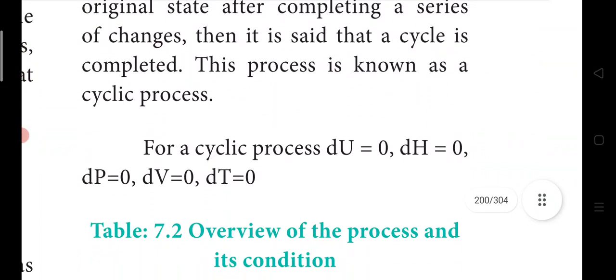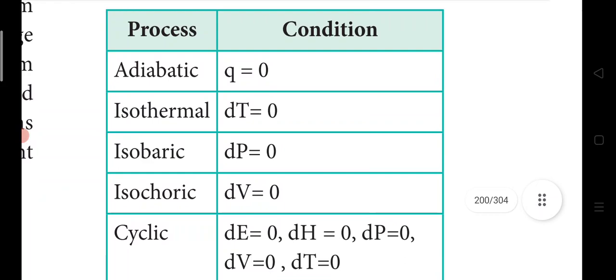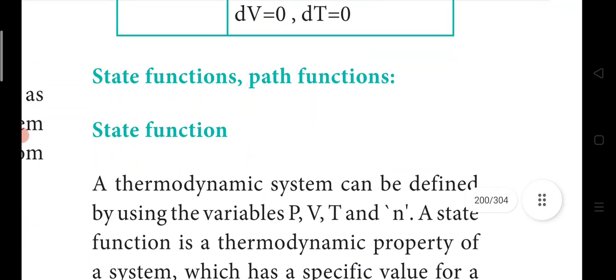process. In a cyclic process, dU is internal energy, dH is heat, enthalpy, and dP is pressure, volume and temperature, all will be 0. So this again they have given in a table. So we need to know what conditions apply for which process.